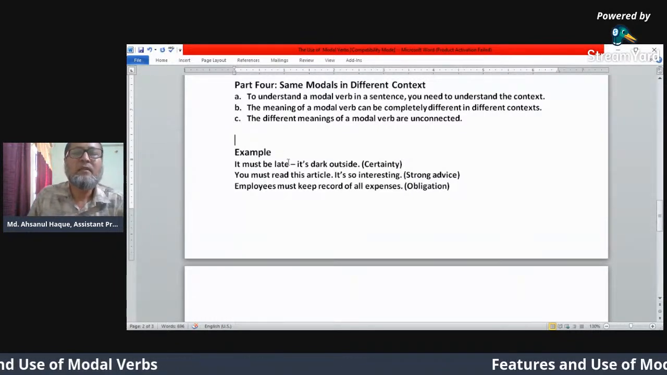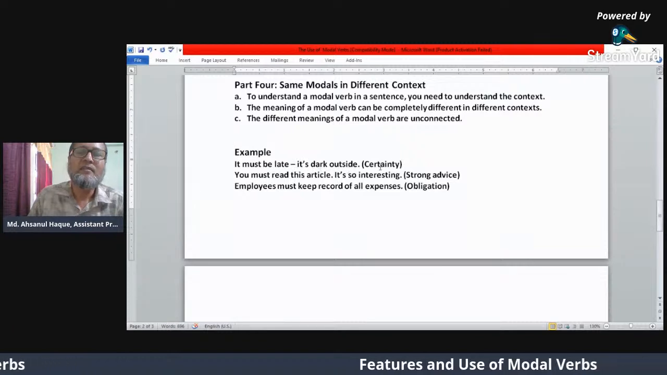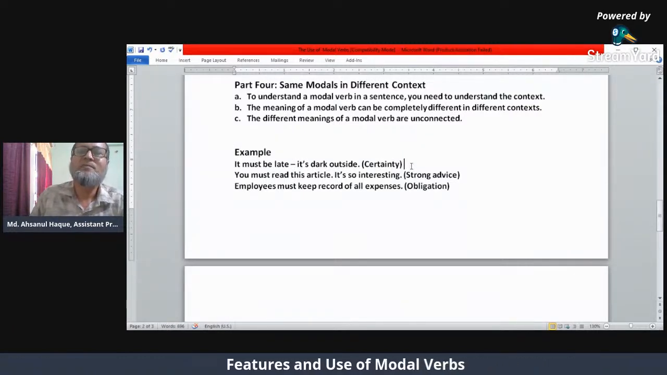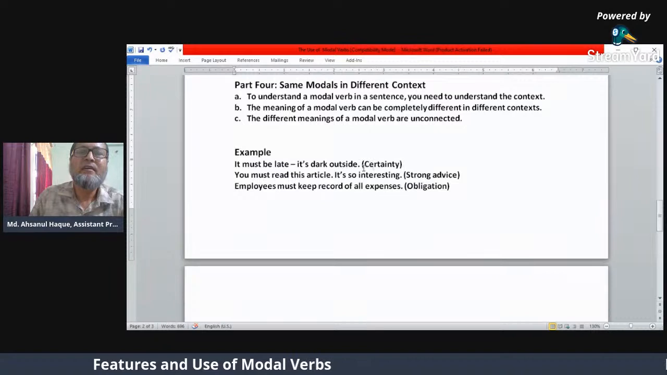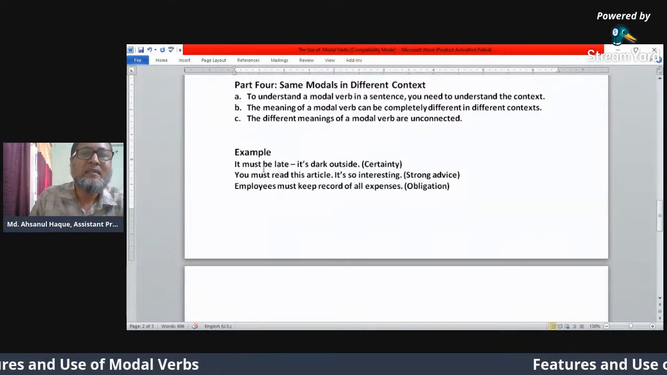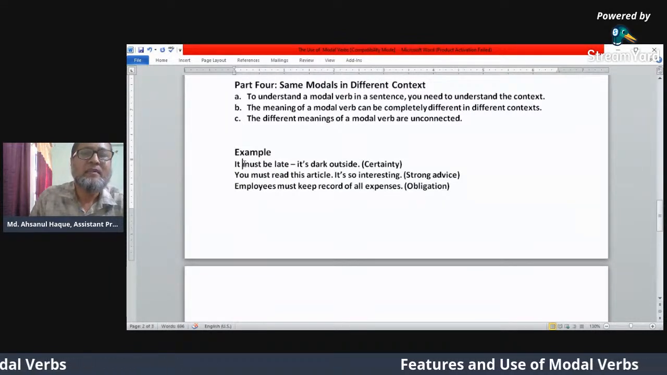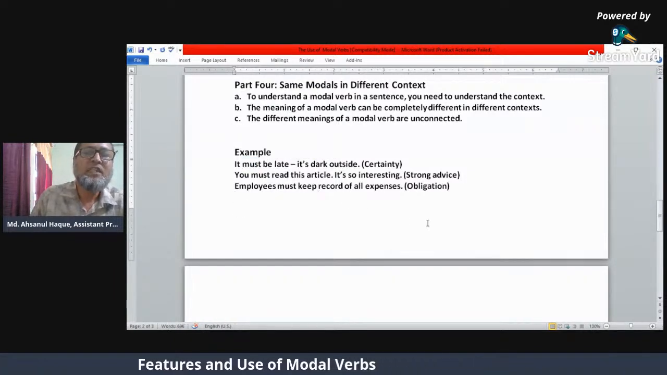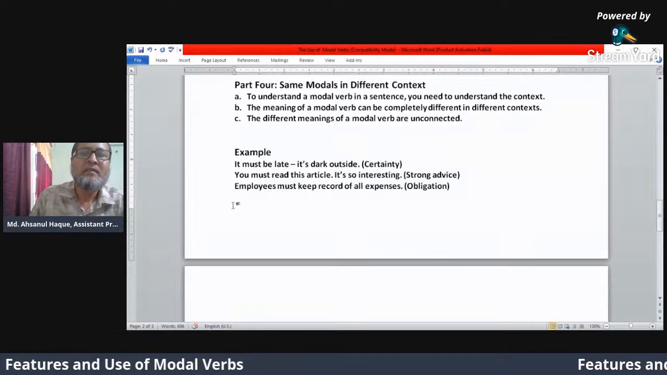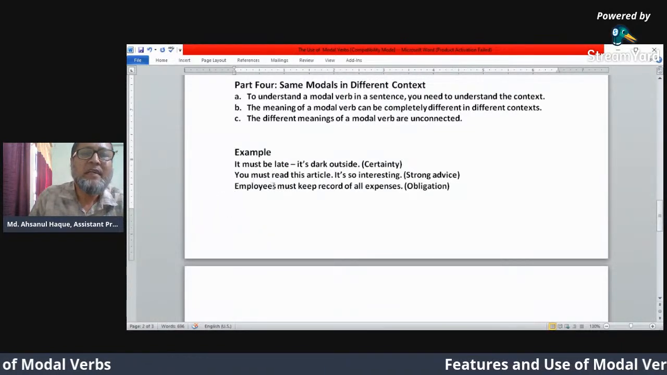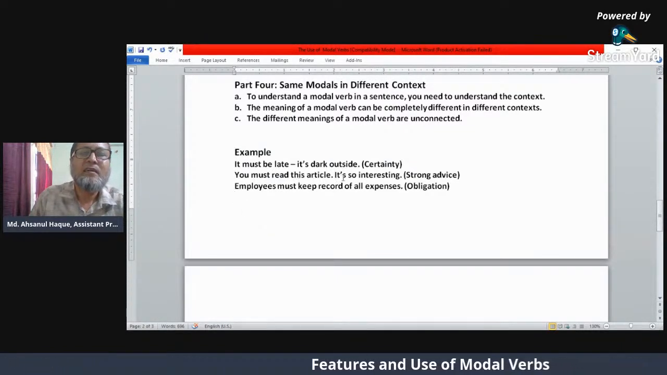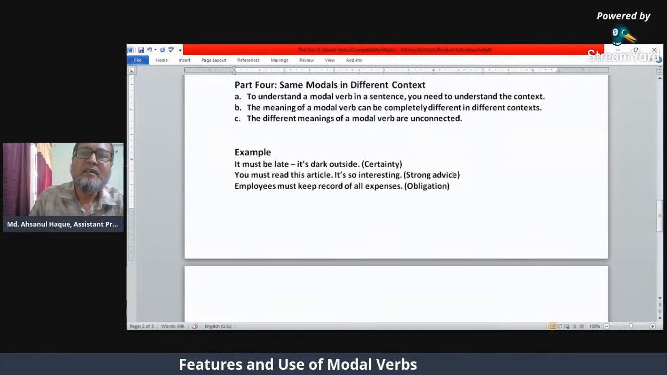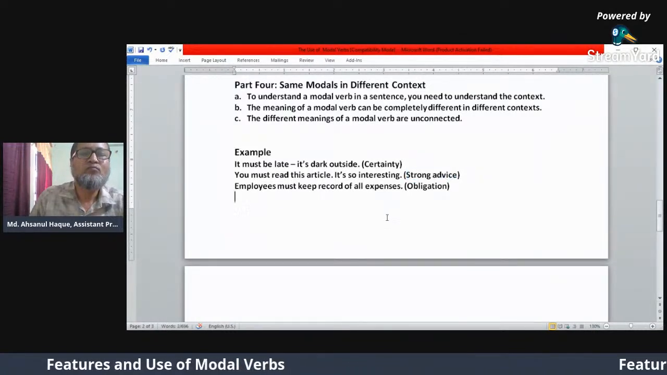It must be late. It's dark outside. Certainty. You have to understand from the context. It must be late. It's possibility and certainty. It's sure. But you must read this article. It's so interesting. Strong advice.